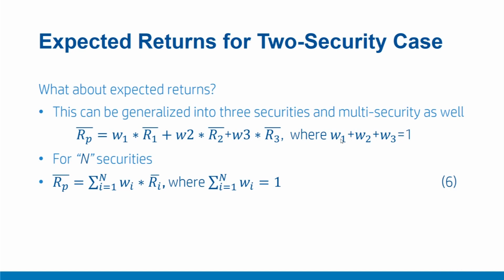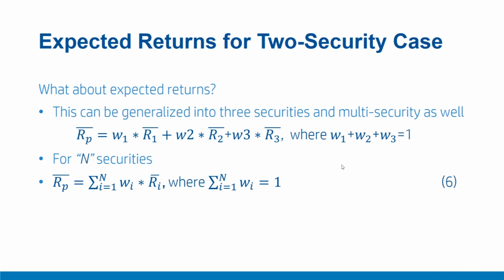This can be further generalized to an n-security case where proportionate amounts, that is W1, W2 and so on up till Wn, are invested in securities 1, 2, 3 and so on up to security n respectively. Also, the summation of all these Wi should be equal to 1, which is the total amount of wealth invested.